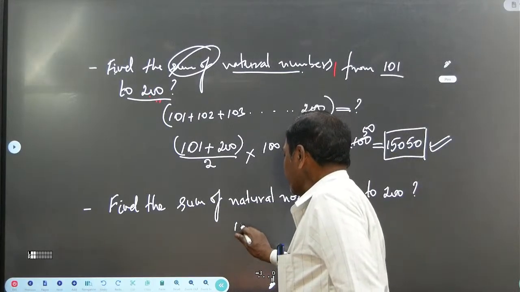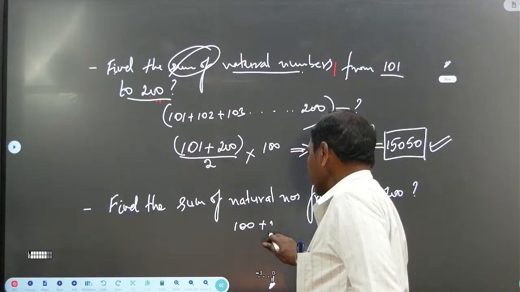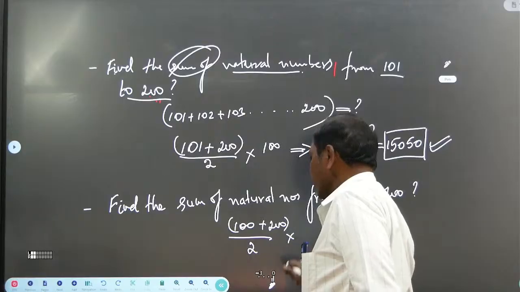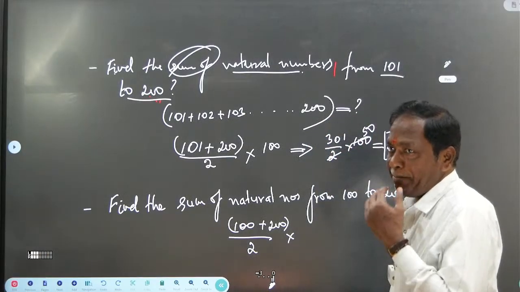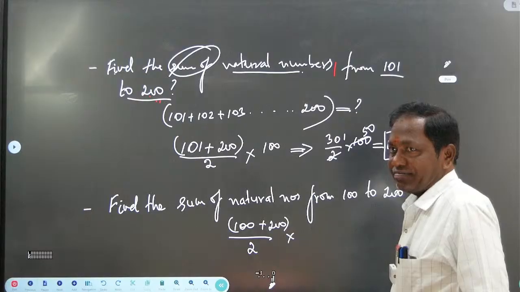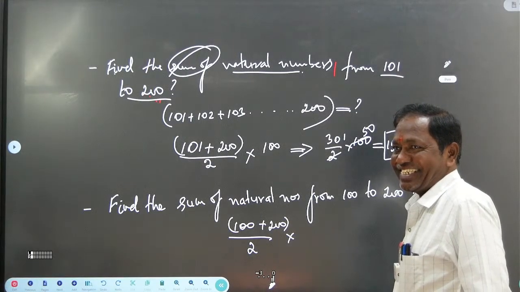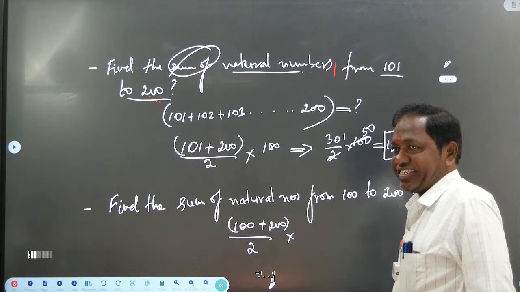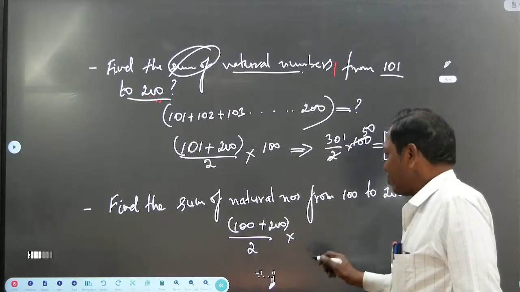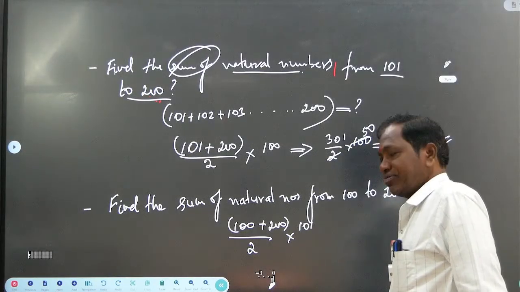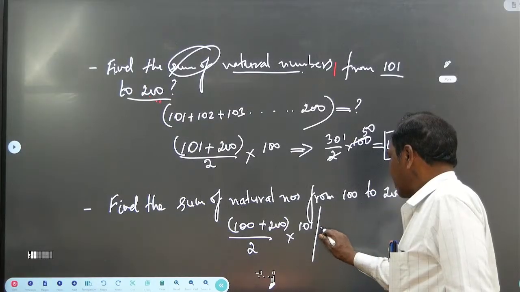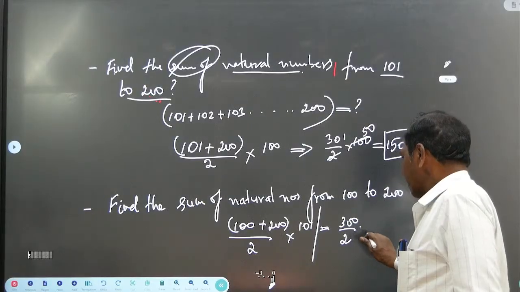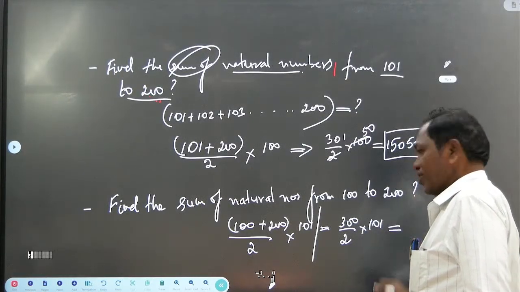First number from the beginning is what? 100. First number from the last, 200. Divided by 2, you get the average, into how many observations? 100. See, that's 101. 101 to 200 is 100. If you take 100, so that becomes 101. Okay, so now you can see 300 by 2 into 101, like that.